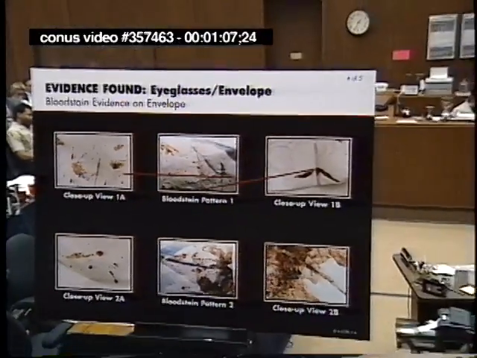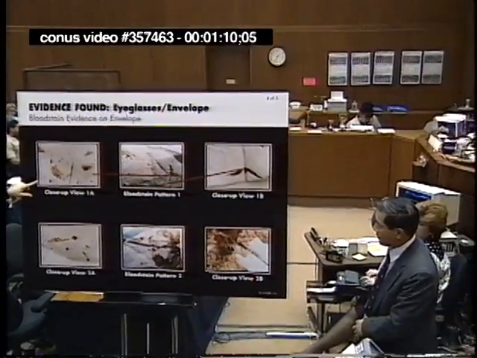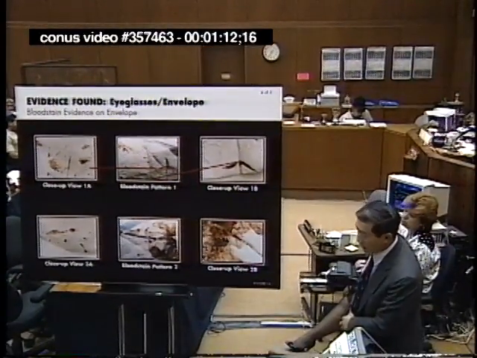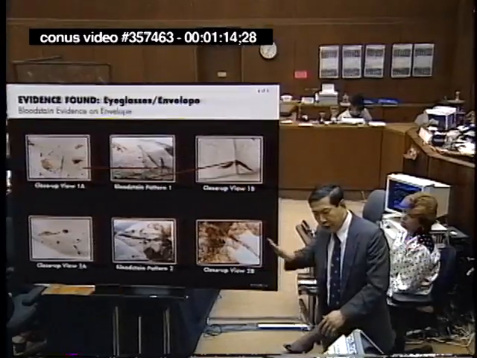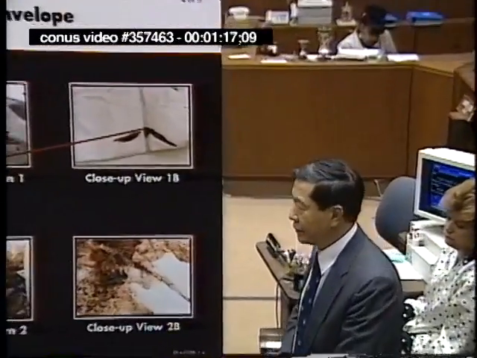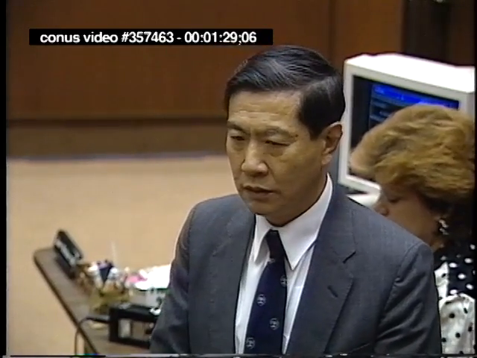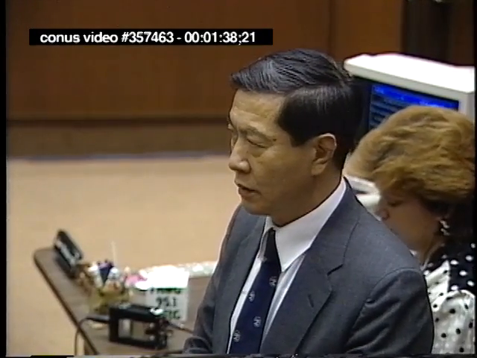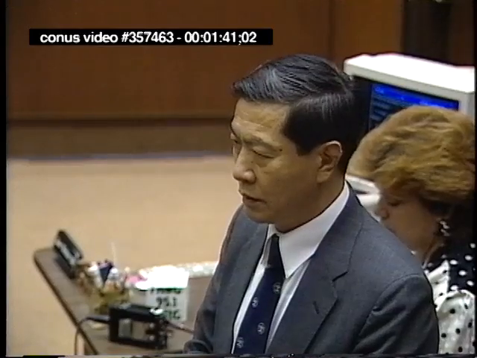Now, is this smear what you call a dynamic? Yes, movement, have a lateral movement, dynamic contact. Is that smear, can a mechanism for that smear be a hand brushing against the envelope? Speculation, conjecture, no foundation. Sustained. Is the smear consistent with the mechanism of a hand brushing against the same envelope? Objections, also argumentative. Sustained. All right.